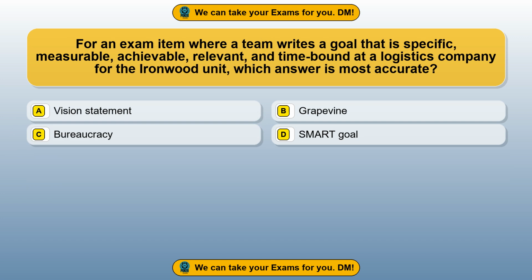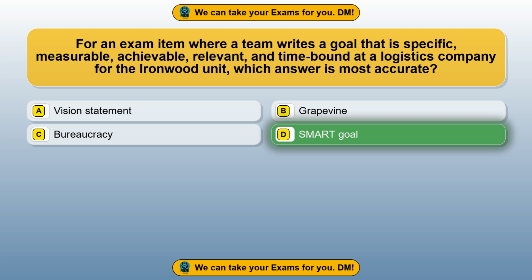For an exam item where a team writes a goal that is specific, measurable, achievable, relevant, and time-bound at a logistics company for the Ironwood unit, which answer is most accurate? Option A, vision statement. Option B, grapevine. Option C, bureaucracy. Option D, SMART goal. The correct answer is option D, SMART goal.